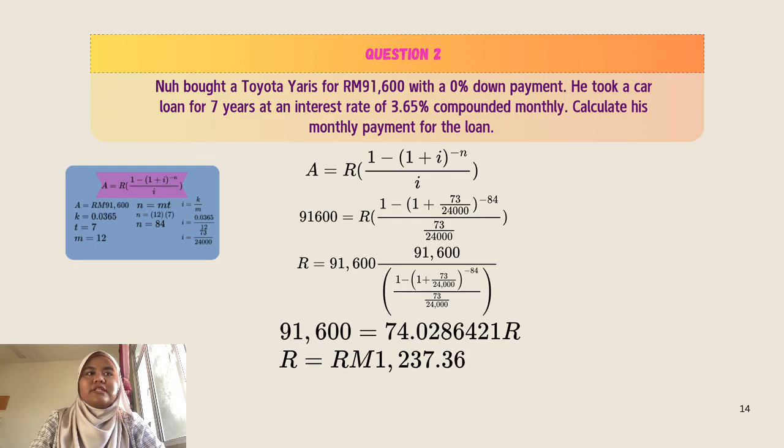Question 2. Norman bought a Toyota Yaris for RM 91,600 with a 0% down payment. He took a car loan for 7 years at an interest rate of 3.65% compounded monthly. Calculate his monthly payment for the loan.